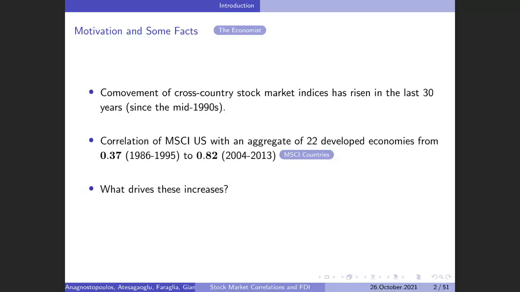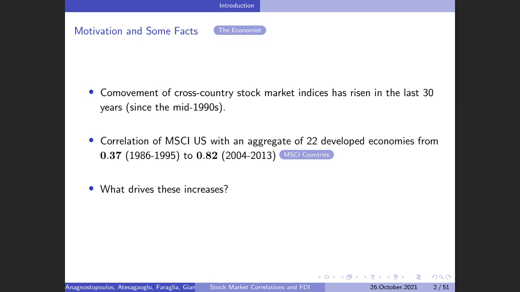What we observe in the data is the correlation of MSCI US with the aggregate of 22 developed economies. So when we think of the MSCI countries, MSCI is an index. It's like Standard & Poor's. The MSCI stock market index is basically an aggregate stock market index of the 23 biggest developed economy stock markets in the world.